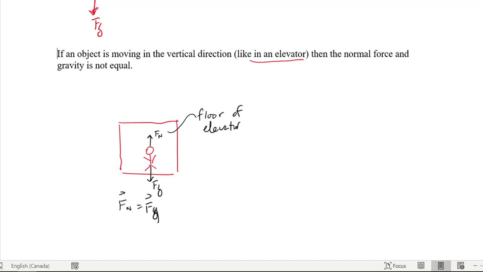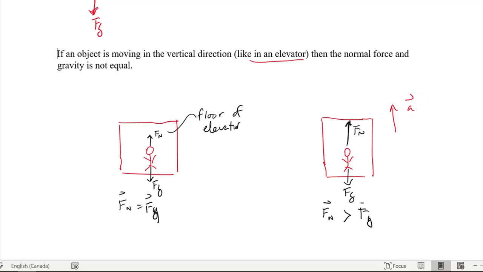But if you are in an elevator that's accelerating upwards, so here you are on the elevator, what's going to happen is that the floor of the elevator is going to push up harder on you. Your gravity doesn't change because the Earth is still pulling the same amount. And so your Fn is higher. So Fn is bigger than the force of gravity. So what does that do to us if you have an Fn that's higher? How do we feel that might be different?